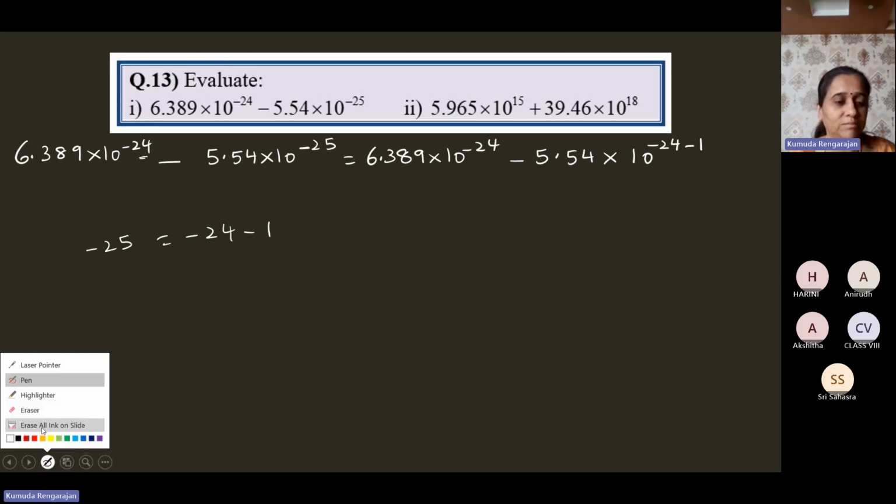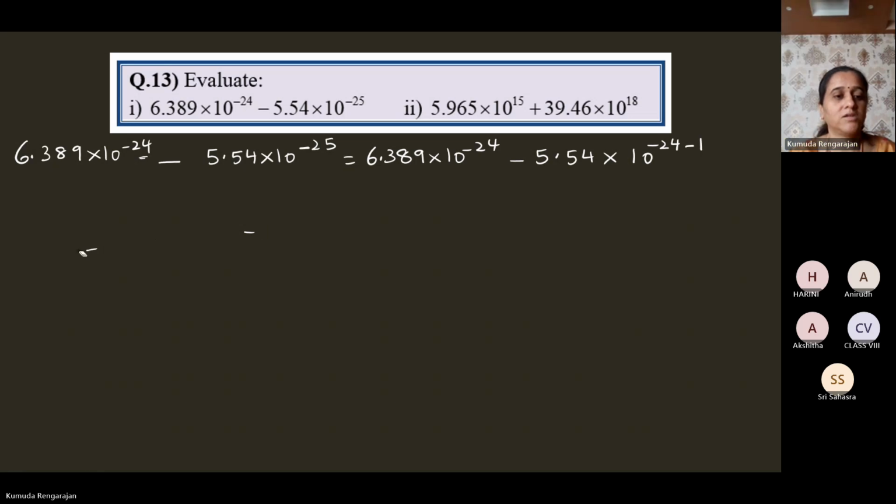Okay, so that's the first step. Choose any one power, children, because you can do it both the ways. You can change minus 24 or minus 25. In this case, we have chosen to change the power minus 25, and we're going to write that using minus 24. So minus 25 can be written as minus 24 minus 1. The others as it is. No other change we've made.